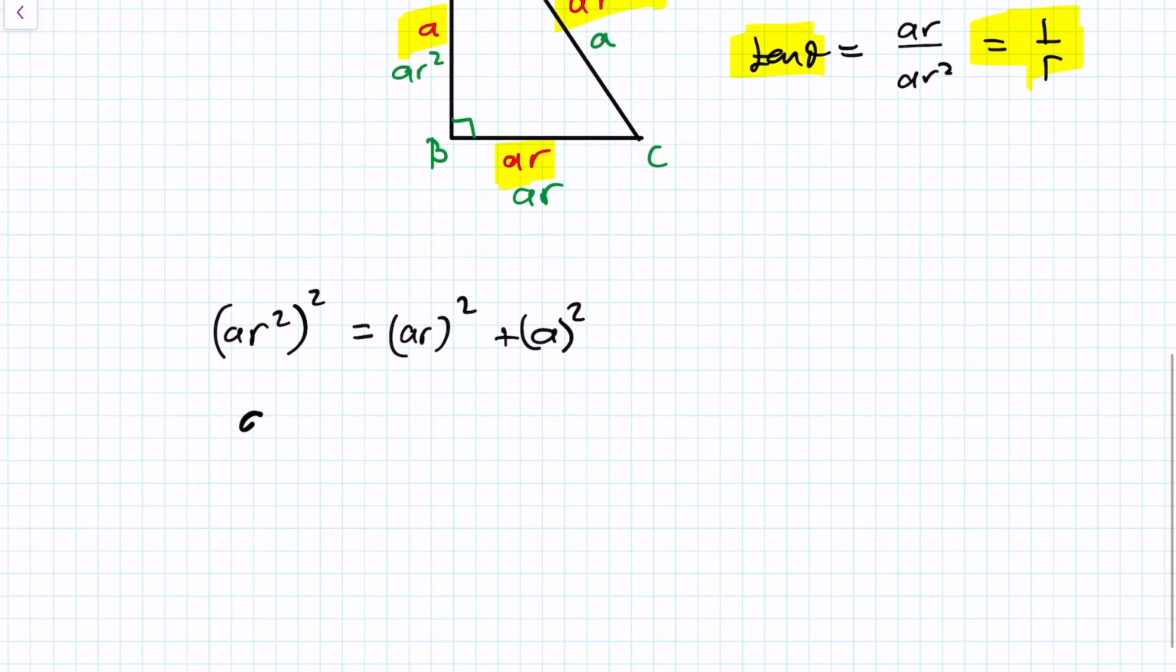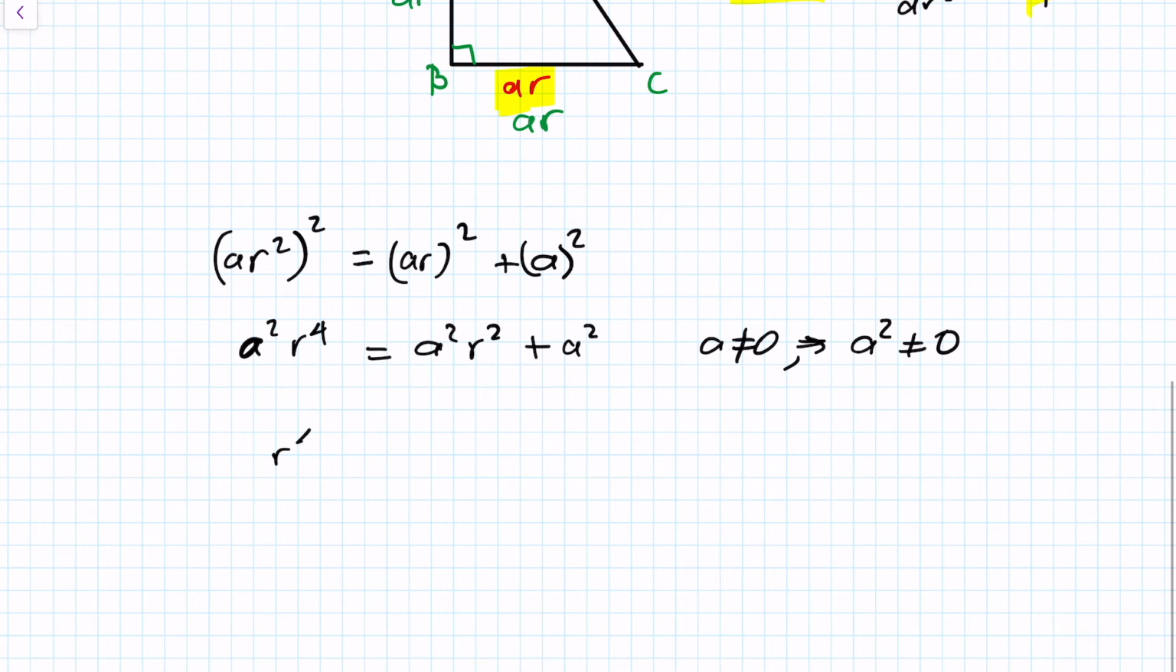So if we expand this, we have A squared R to the 4 is equal to A squared R squared plus A squared. Now, A is not equal to 0, that means A squared is not equal to 0. So let's divide by A squared. R to the 4 is equal to R squared plus 1.